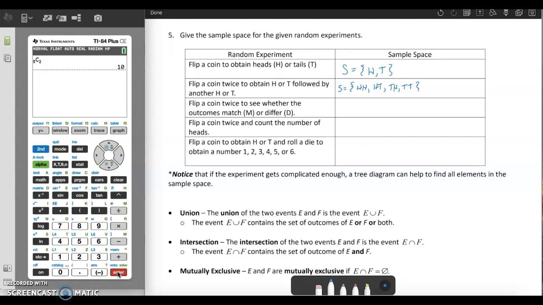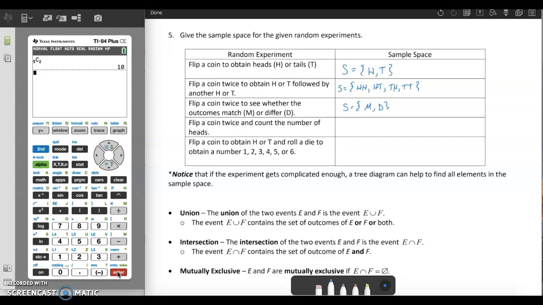What if you flip a coin twice to see whether the outcomes match or differ? Okay, so in this case, I have to flip the coin twice before I can make my observation, and my observations are simply that either those coins matched, so M, or they differed, D. So in that case, I really didn't care if they were heads or tails. That becomes irrelevant in my sample space. All I cared about was whether they were the same or different. So those become my sample points.